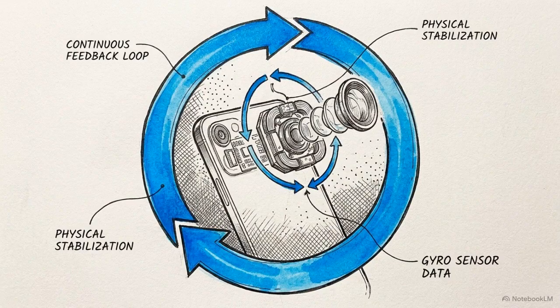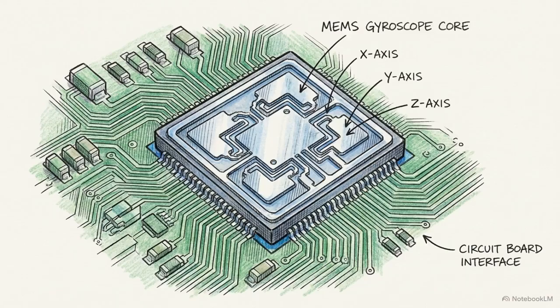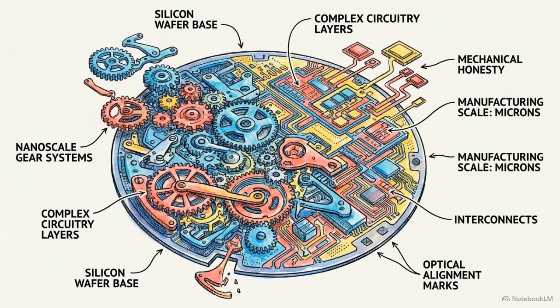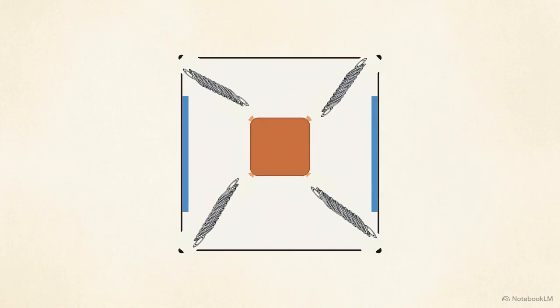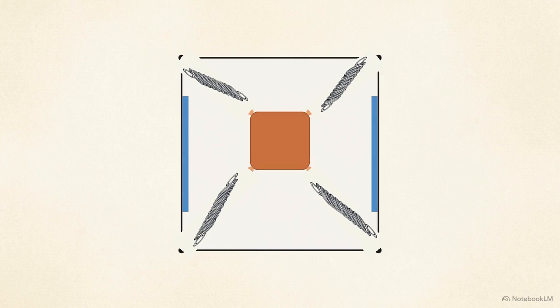The stabilization process operates as a continuous physical feedback loop, and the brain of that loop is a microscopic sensor called a MEMS gyroscope. MEMS stands for Micro-Electro-Mechanical Systems. These chips are manufactured with the same techniques used for computer processors, producing entire mechanical structures smaller than a single grain of rice. This schematic shows a central mass suspended by springs, continuously vibrating.